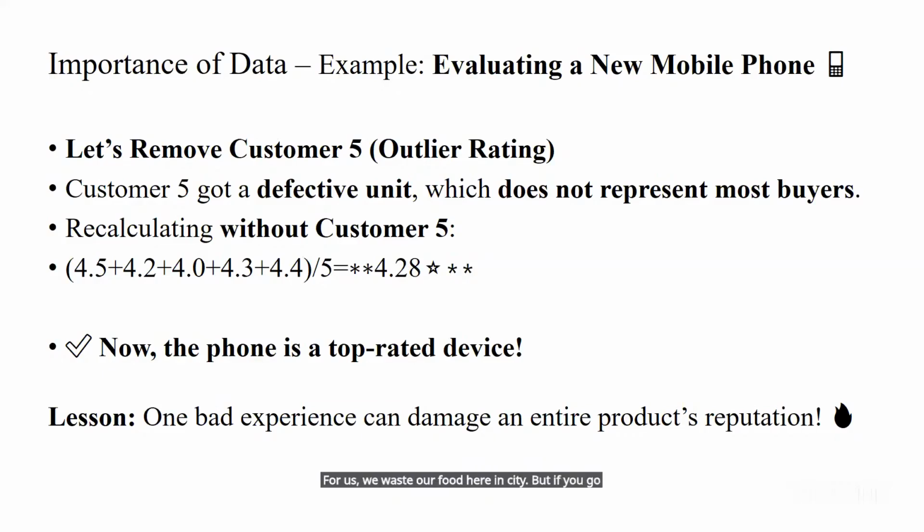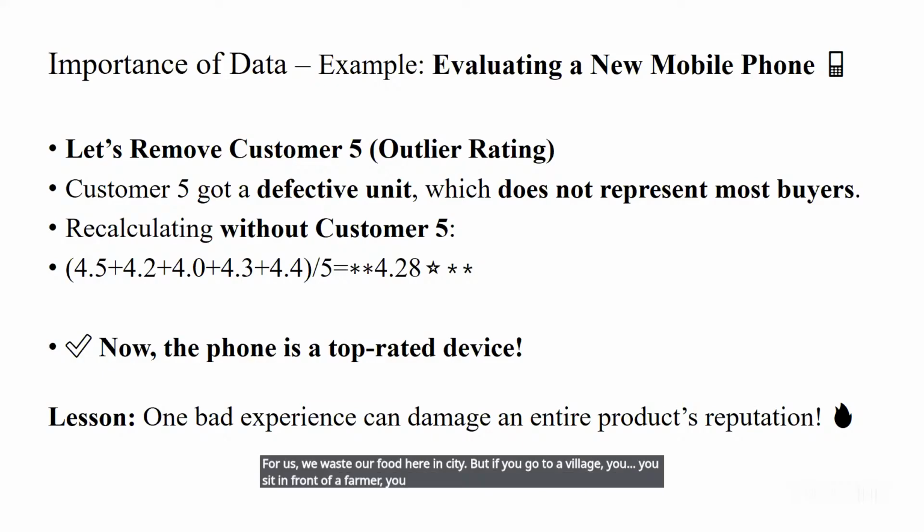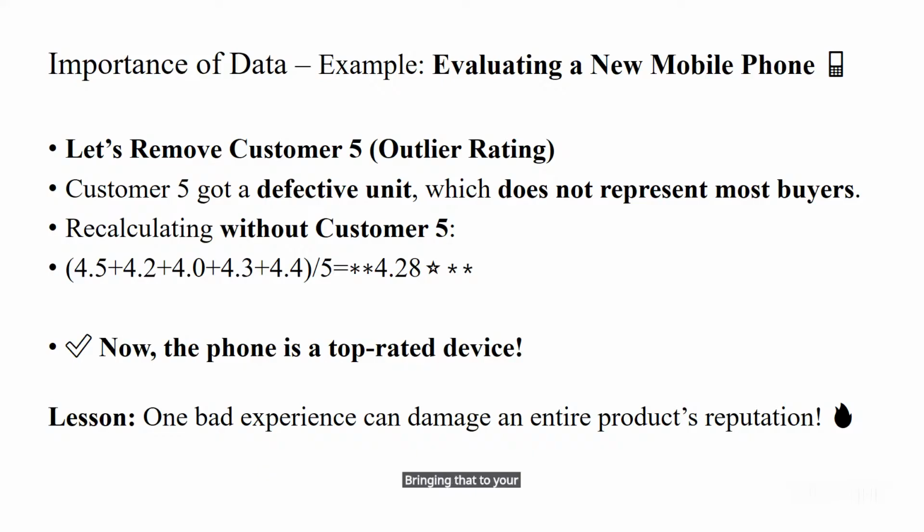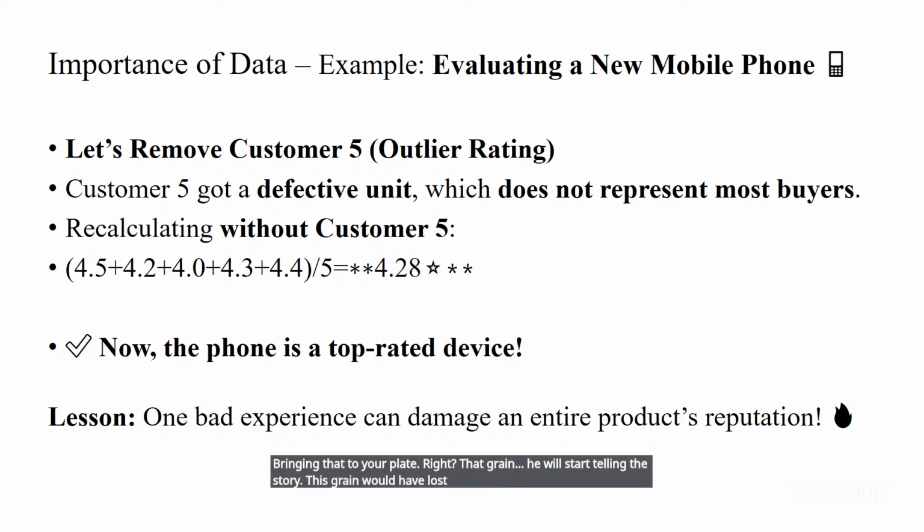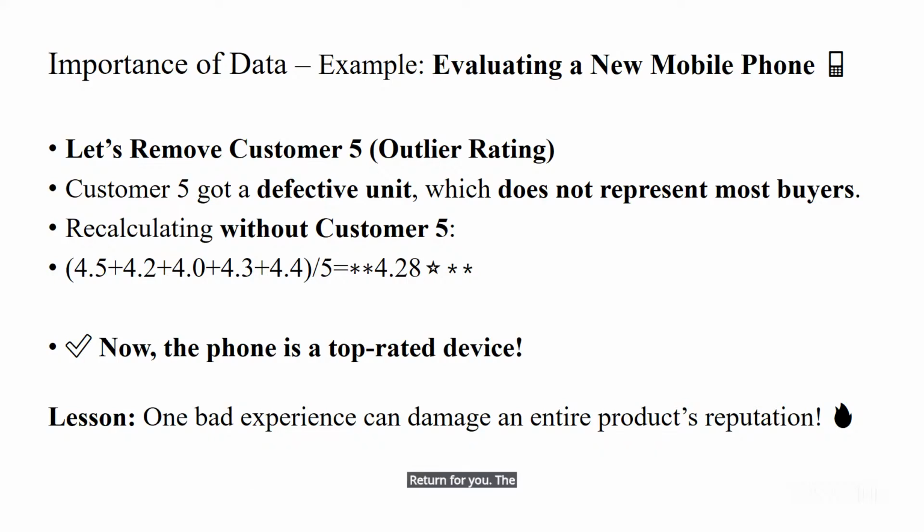But if you go to a village, you sit in front of a farmer, you'll know the exact pain they have gone through for bringing that to your plate. Right? That grain, he will start telling the story. This grain could have been lost somewhere, but it didn't go. It went for refining. There also it did not get lost. And while cooking, that rice could have dropped out. That also did not happen. And it has come to your plate. That means it is written for you. That rice is written for you. That's what they say. I'm telling my experience here.